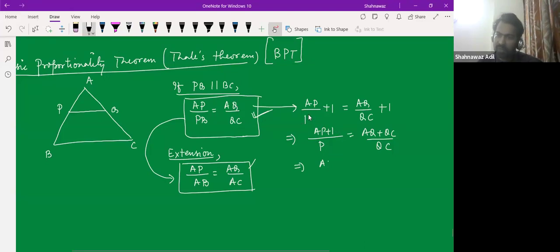This is PB. So this is AB. So you will get AB by PB, and you will get, why am I writing PQ? So PB, and then you will get AC by QC. And then we reciprocate this, so we'll get PB by AB, which is equal to QC by AC.